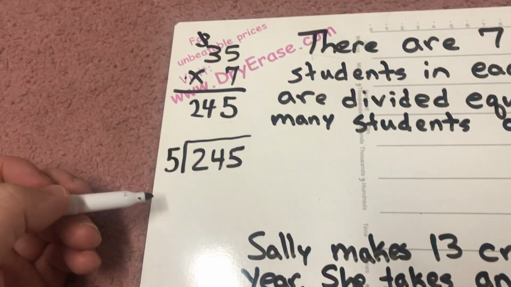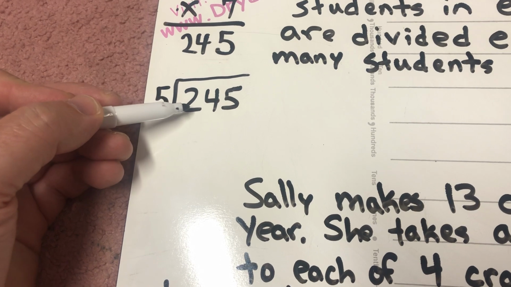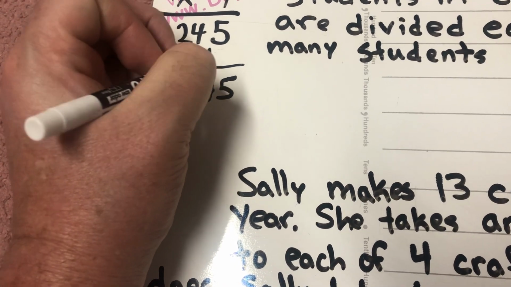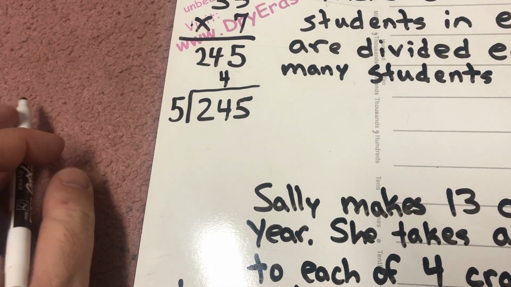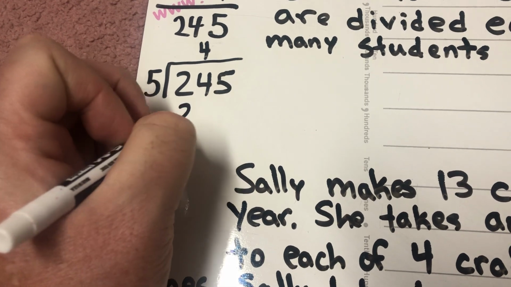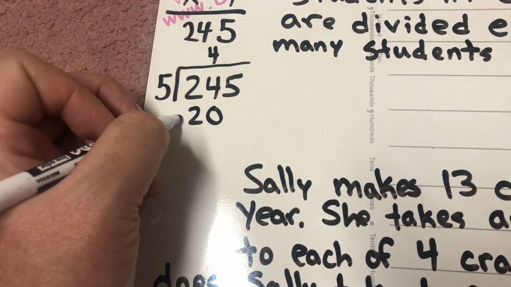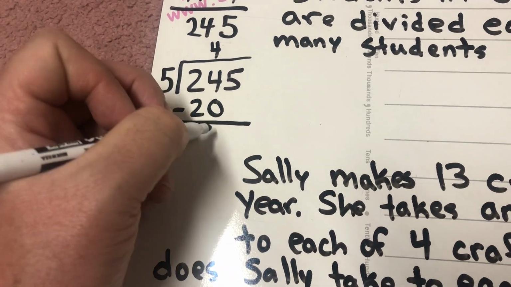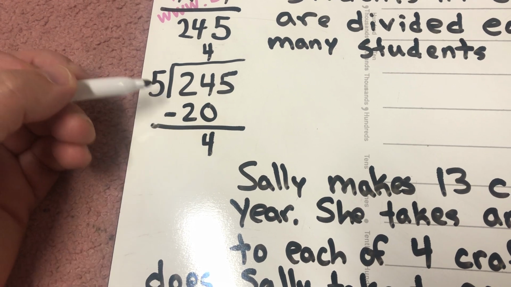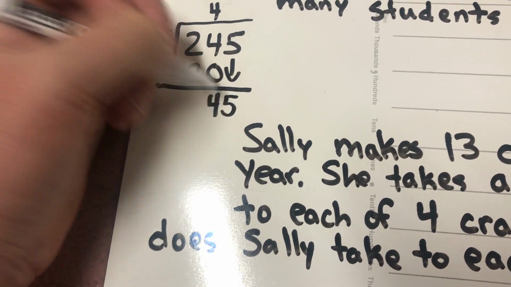Well, this is something that I was doing previously. 5 cannot go into 2, but I'm thinking that 5 can go into 24 4 times. After I divide, I multiply. 4 times 5 is 20. After I multiply, I subtract. 24 minus 20 is 4, and I'm okay with that because 4 is less than 5. Then I'm going to bring down the 5.